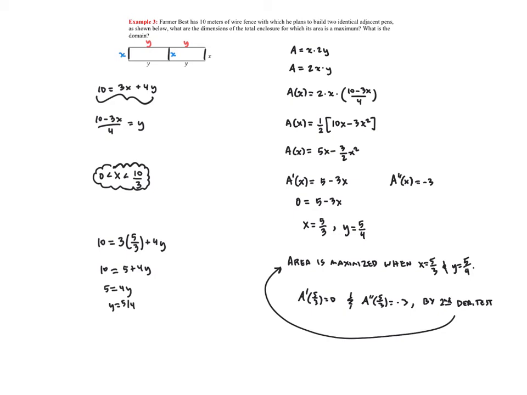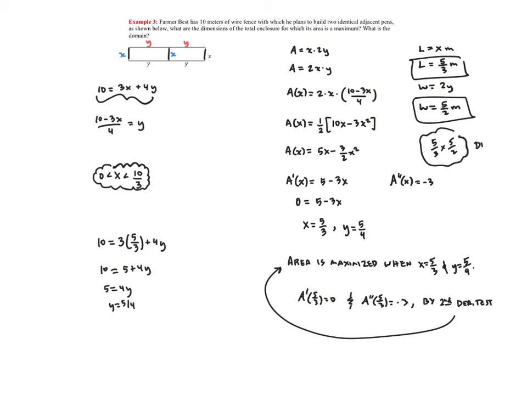Now, let's talk about Farmer Best for a minute and what kind of animals he's enclosing with the dimensions of this enclosure. Okay, let's look at the dimensions, the length and width. Well, the length of the pen is x meters, so the length is equal to 1 2/3 meters. All right, and the width is equal to 2y, so the width of the pen is 5/2 meters. I don't know what kind of animals Farmer Best has, maybe it's little baby chickens, I don't know. But for the dimensions, I mean, to have a pen that's 5/3 by 5/2, come on, Mr. Best, get it together.